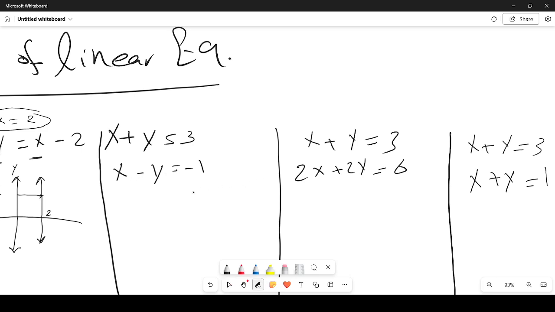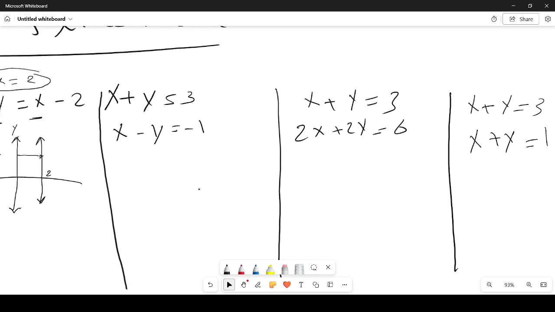I am not graphing it exactly, I write a simple graph that does not represent the equation, but I want you to understand the idea of linear equations. This is actually a linear equation, so it is presented by a line, x plus y equals 3. You can draw it however it comes out.